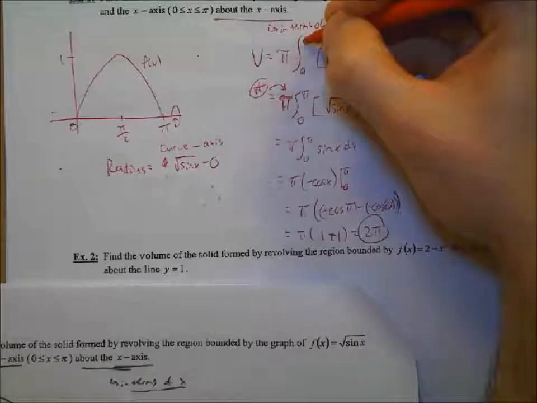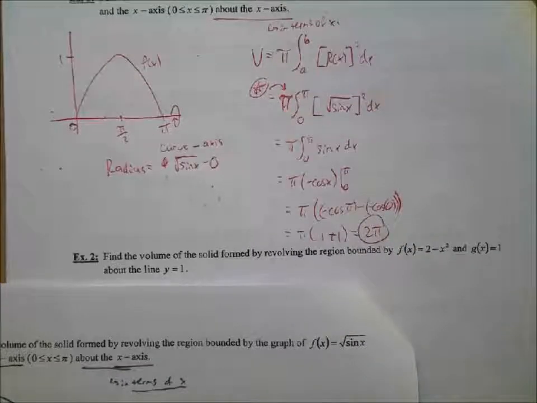Is that from A to 6 or A to B? A to B is supposed to be from A to B. Okay.